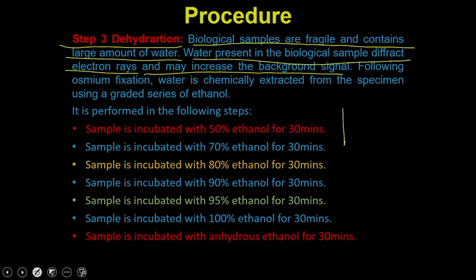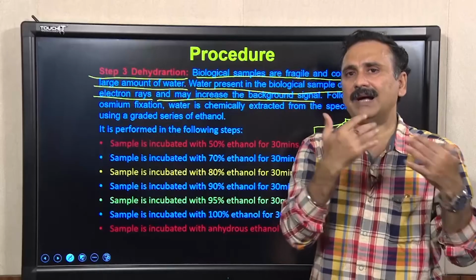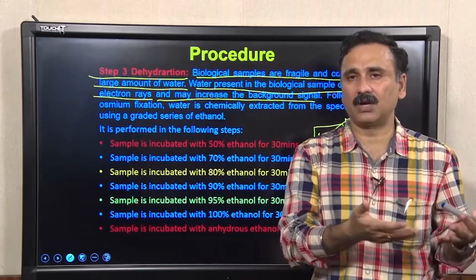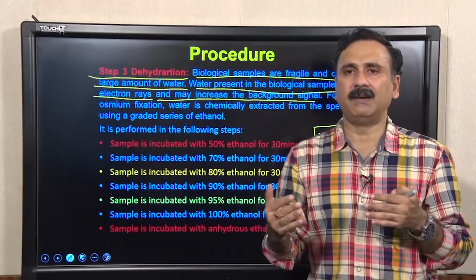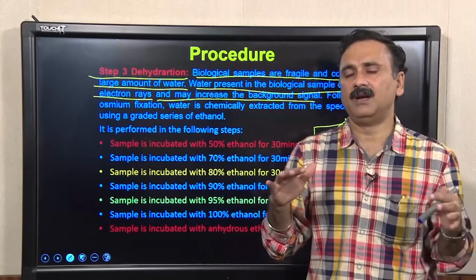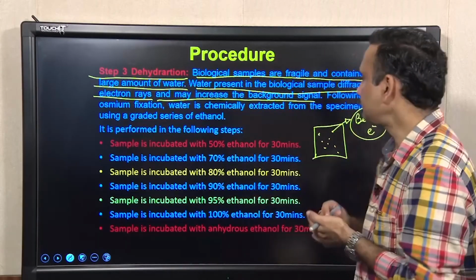How they will increase the background signal is that the water molecules are going to increase the back electrons. Once you have a background of back electrons, it is going to make things more hazy, and that is how it is going to mask the signal of your scattered electrons. That is why water has to be removed from the sample to get a very clear contrast.